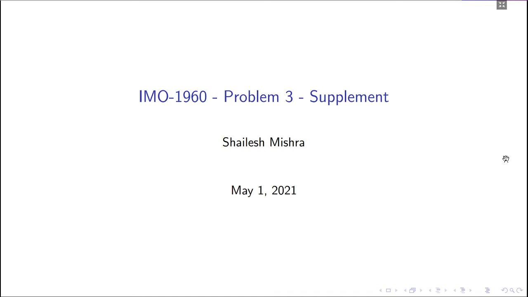Good morning, everyone. So today we'll look at a supplement to problem 3 from IMO 1960. We have already seen a solution to this in the last video using coordinate geometry. In this one, we'll see a synthetic solution, and I think it's important that you take some time and study this solution because it has certain concepts which are useful and which occur very frequently.